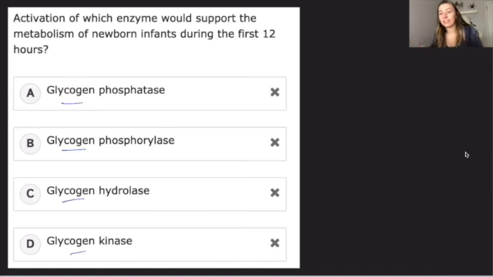Phosphatase, y'all will have to fact check me, but I'm pretty sure phosphatases take phosphates off of groups. And then kinases transfer, but in this case, we're using an inorganic phosphate, just one that's floating around, and we're putting it on glycogen in order to break off a glucose monomer. So in that case, glycogen phosphorylase would be the right answer.